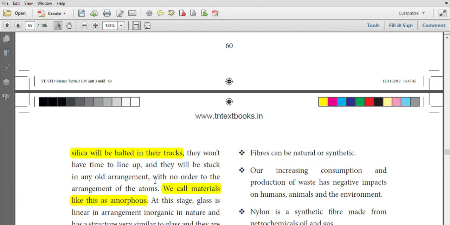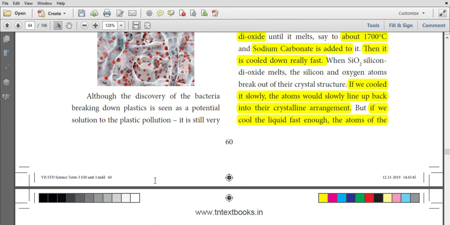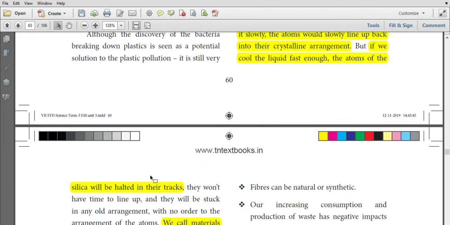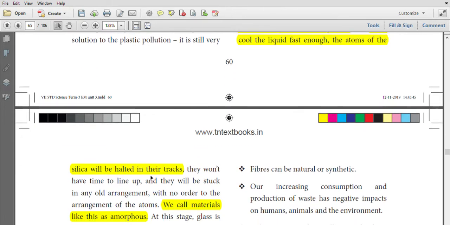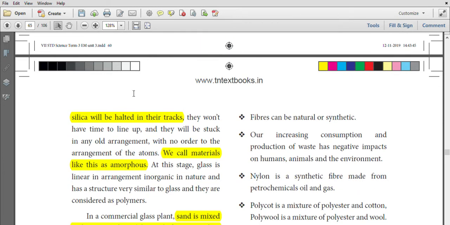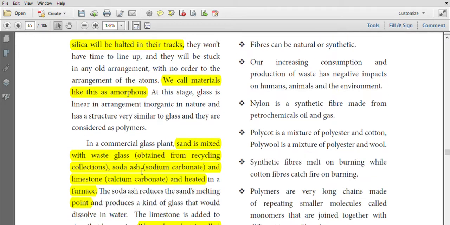When you cool the glass slowly, it gets a crystalline arrangement. But when you cool the glass quickly, the silica is not arranged in a crystalline structure. The molecules are present in an amorphous structure.